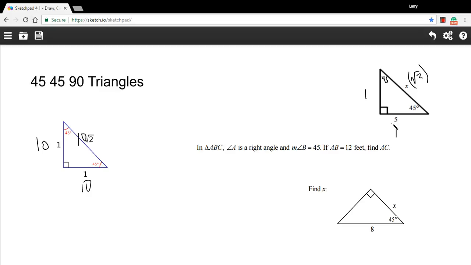Now, if the one side is 5, that means the square root of 2 side is going to be 5 times the square root of 2. And that is our answer. X is 5 times the square root of 2. Let's take a look at this one.